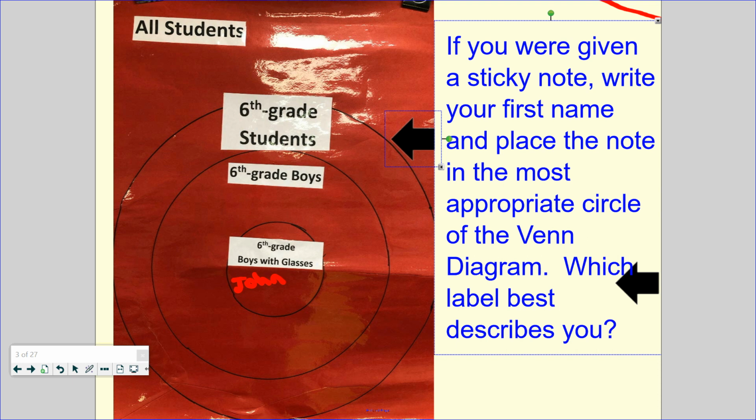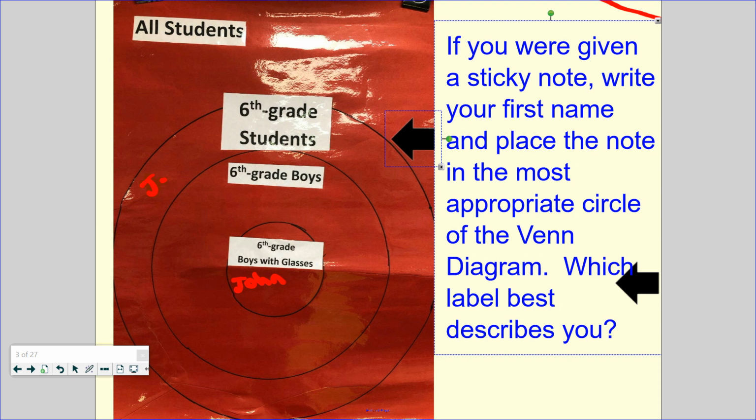John is in my class and he's wearing glasses. So even though he is considered a student or a 6th grade student or a 6th grade boy, what best describes him is a 6th grade boy with glasses. What if I have Jessica? She's a girl. Which one best describes her? A student. Is there a better description of her? What about a 6th grade student? Could she be a 6th grade boy or a 6th grade boy with glasses?